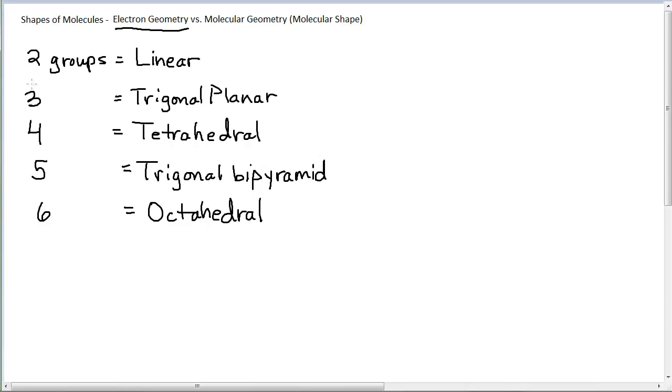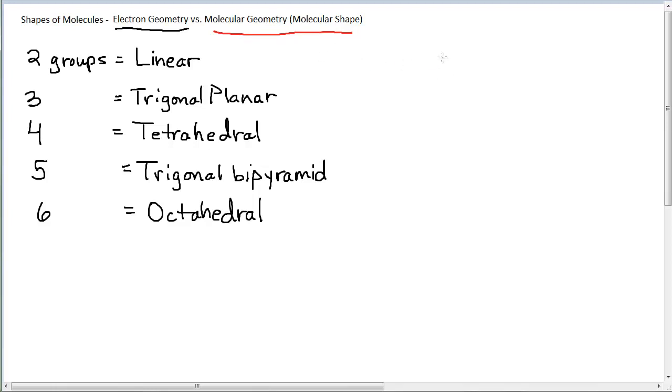And so essentially, depending on how many groups there are around the central atom, remember that a group is a lone pair, a group is a single bond, a group is a double bond, and a group can be a triple bond. This will describe that electron geometry, the shape of the electron groups around the central atom. The molecular geometry, or molecular shape, can be a little more complicated. And it is a little more complicated if lone pairs are involved, if there are lone pairs on the molecule.